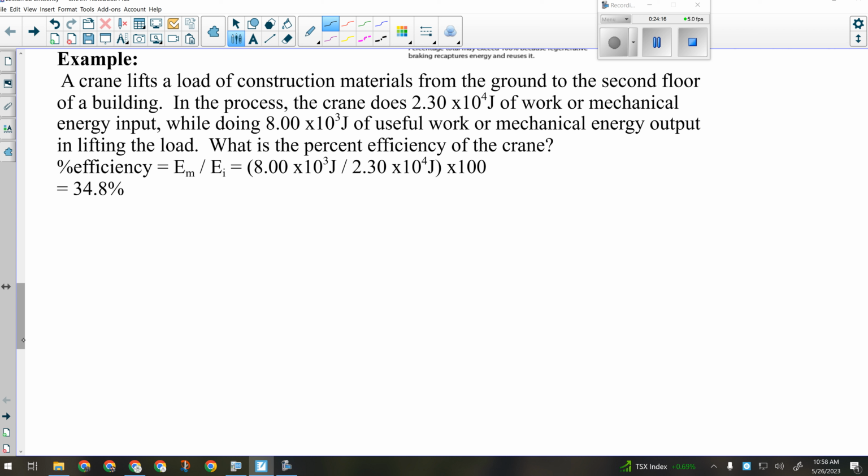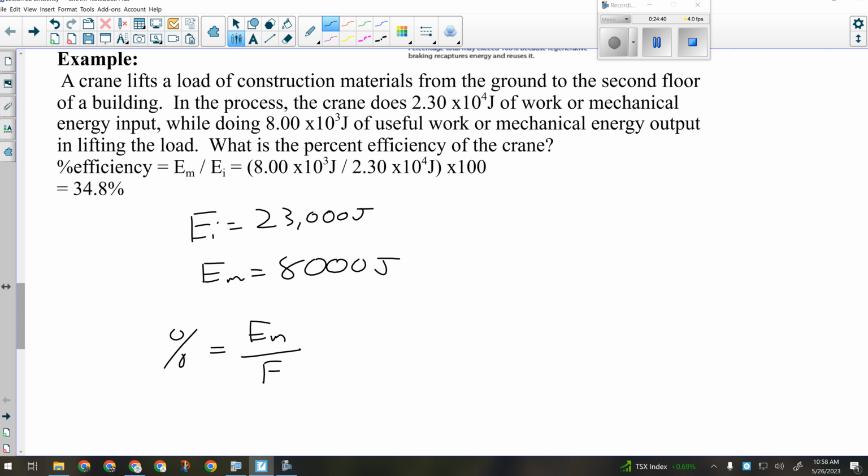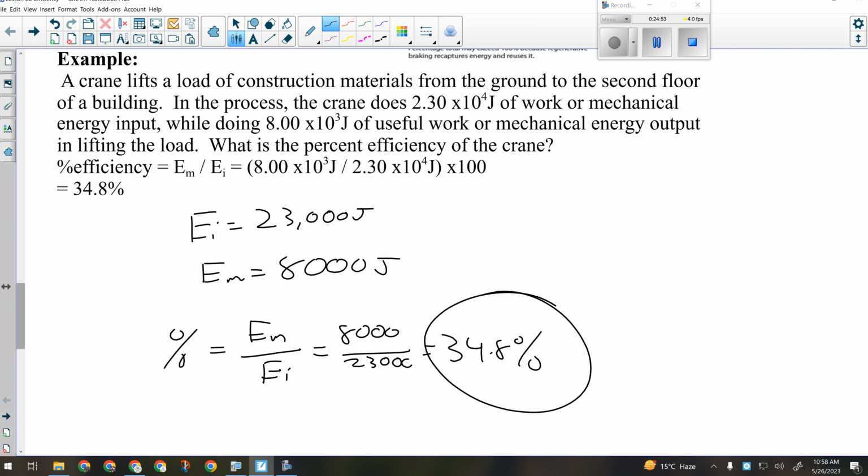Okay, so my energy input in this question is 2.3 times 10 to the 4. That's 23,000 joules. The useful work, the mechanical energy output, is only 8,000 joules. I want to calculate the efficiency of the crane. Efficiency is the percentage, and it's E_M over E_I. That's 8,000 divided by 23,000, and that's going to give me 34.8% efficiency.